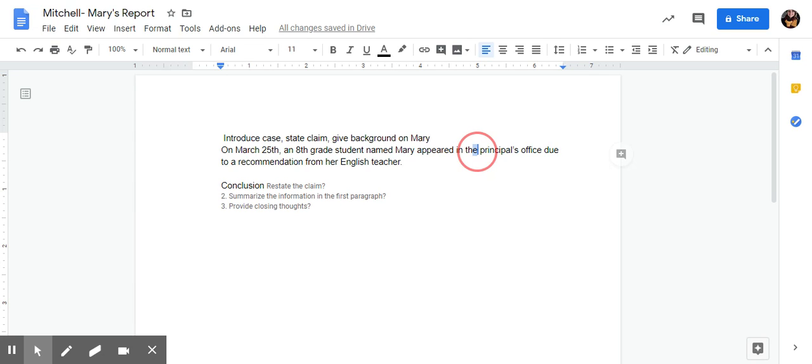Now, notice that I put she appeared in the principal's office. I did not put in my office. Why would I put the principal's office if I'm pretending to be the principal? Why can't I say my office? Well, remember, one of the things that you need to do in this report is to keep a third person point of view. So you're never going to use I or me or my. You're going to use third person point of view. So you're going to use words like the principal, the school, the administration. Okay? All right, so she appeared in the principal's office due to a recommendation from her English teacher.